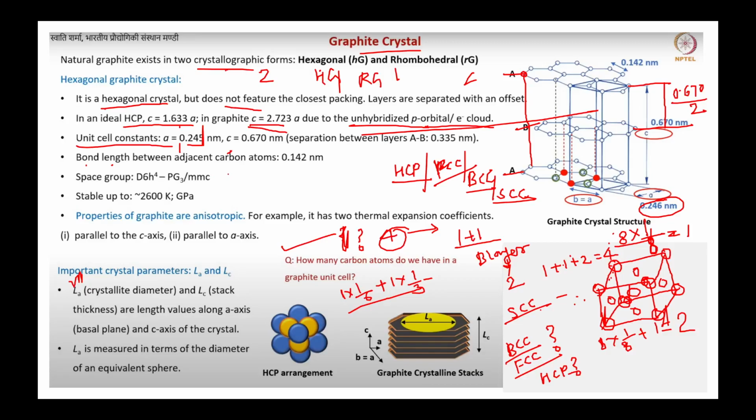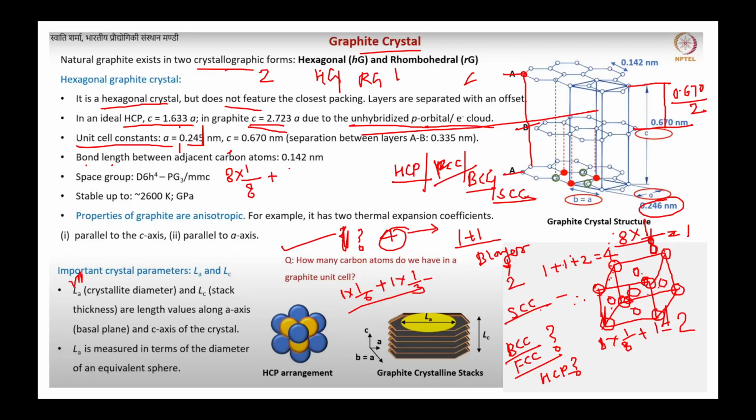So 8 into 1 by 8, plus, in the faces how many atoms are there? Count the number of atoms which I just drew. How many faces are there in a cube? You know, right? 6 faces.